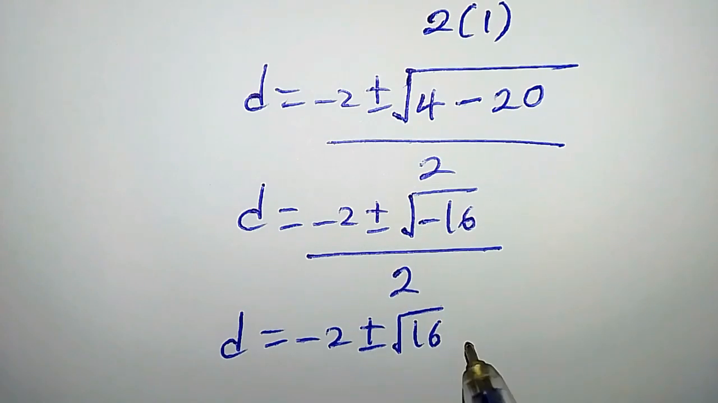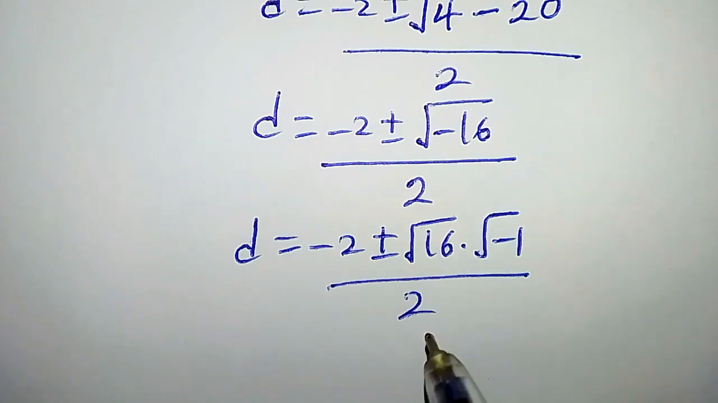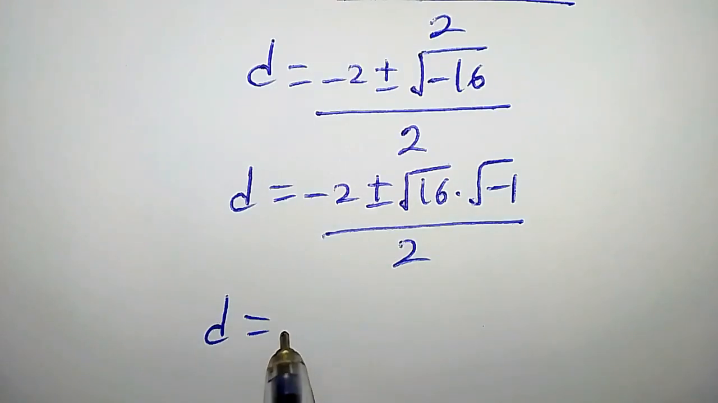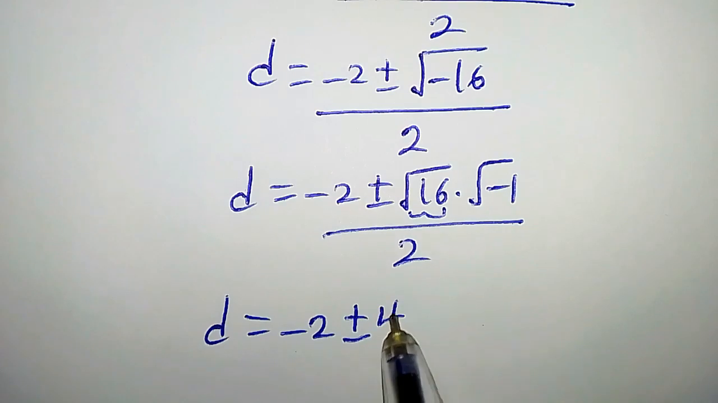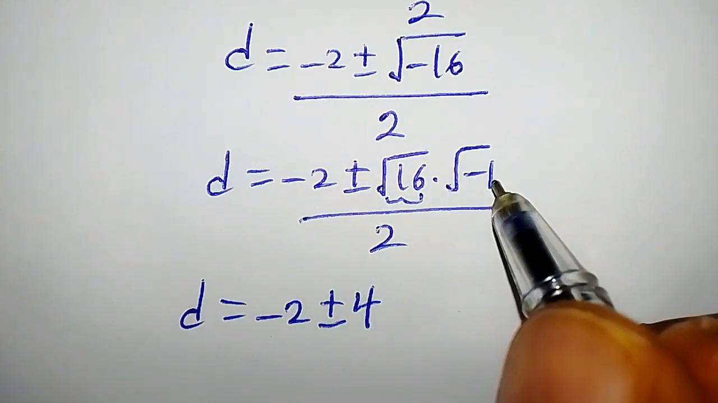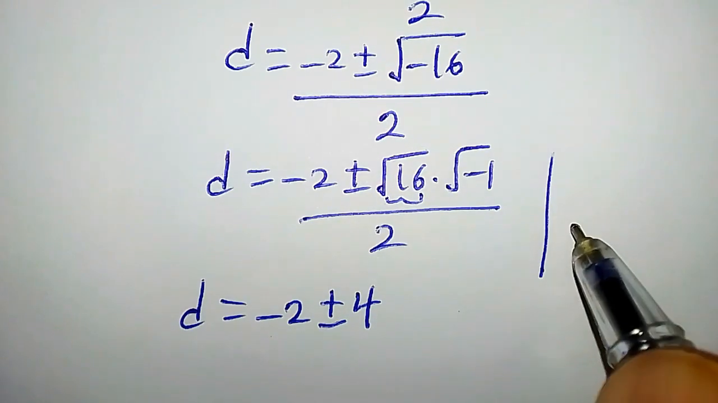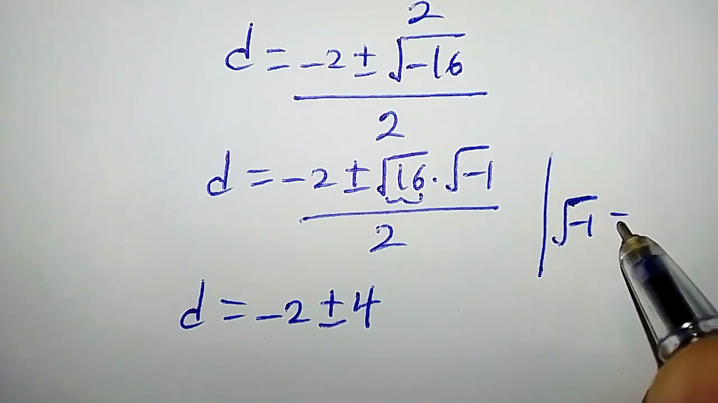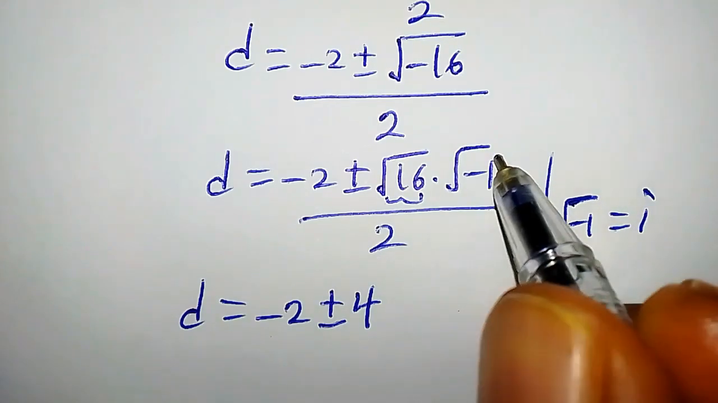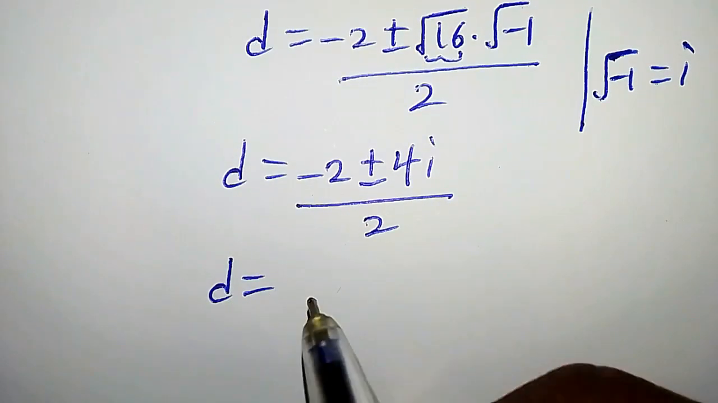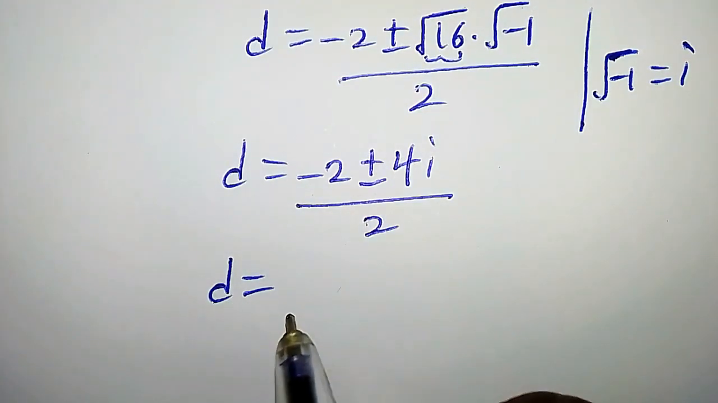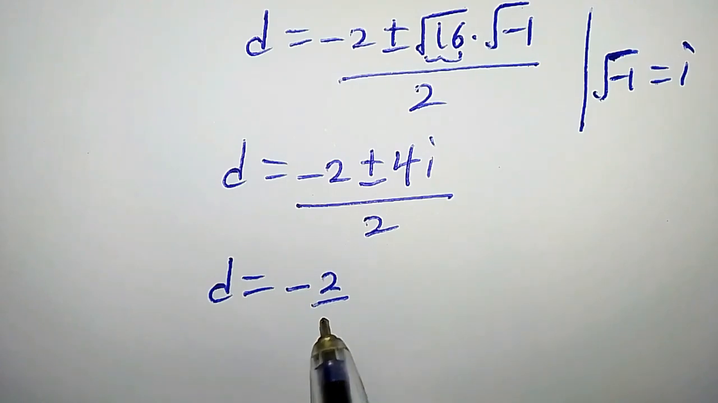D is equals to minus 2 plus or minus square root of minus 16 could be written as square root of 16 times square root of minus 1 all over 2. D is equals to minus 2 plus or minus, what is square root of 16? That is simply 4. Also, don't forget that from the complex number, square root of minus 1 is equals to i. So this guy becomes i over 2.